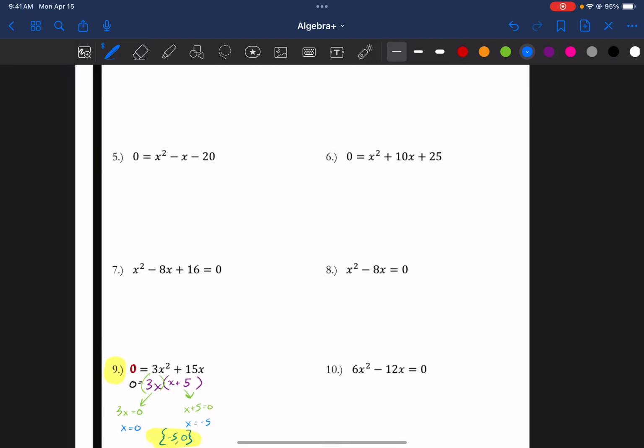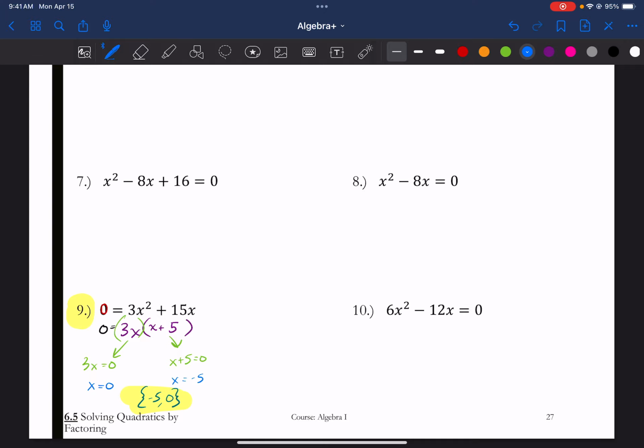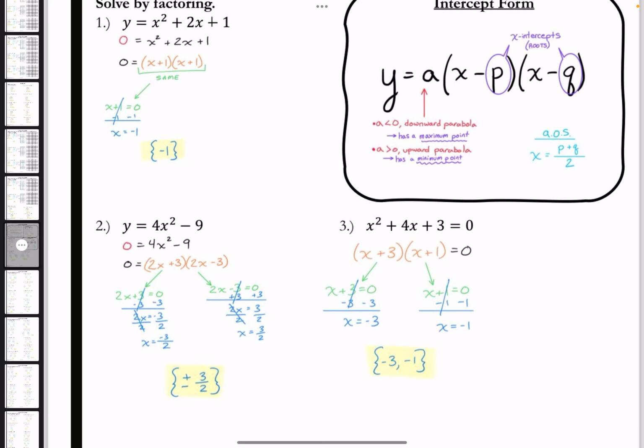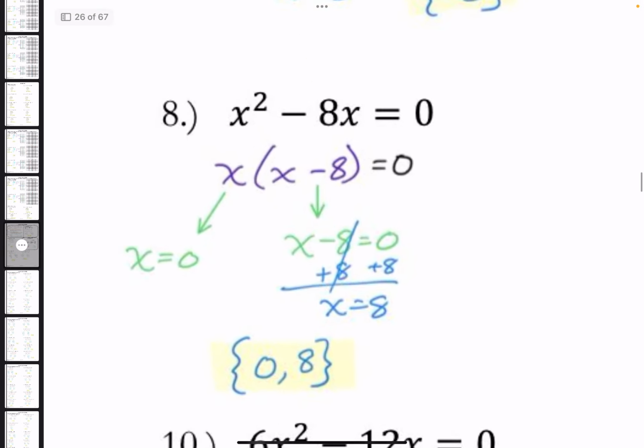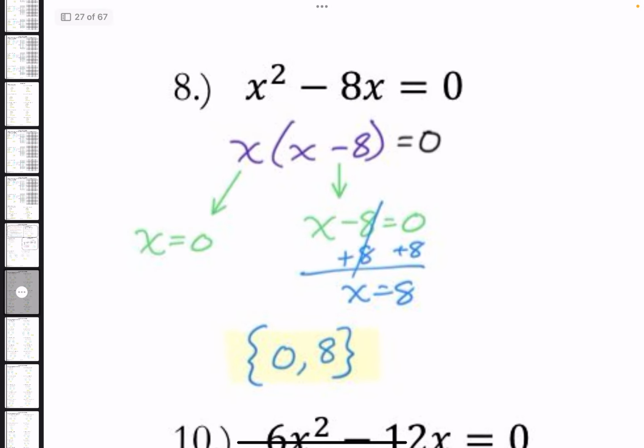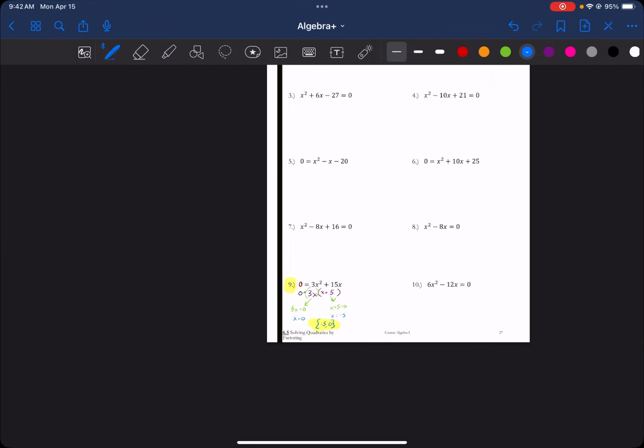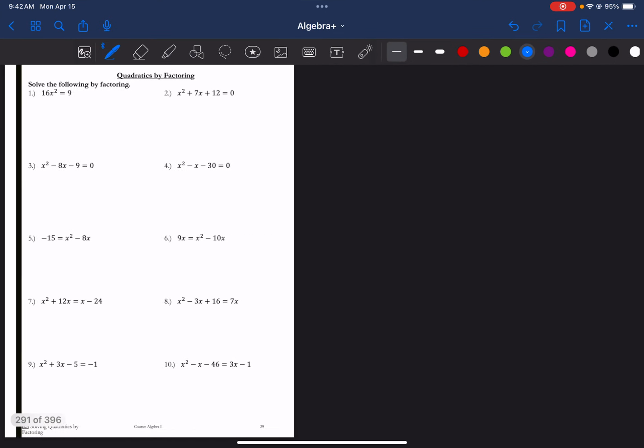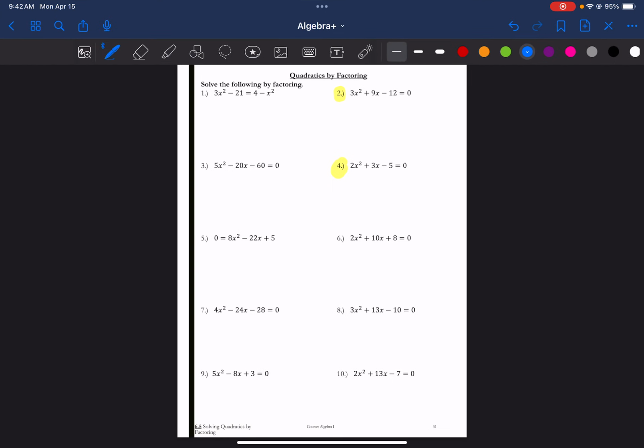Go ahead and try number 8, and I'll display the answers. Go ahead and pause the video. Here's the answer to number 8. You'll notice that you could factor out an x, and then you split it up and are able to solve. We're almost done with this lesson. Most of what we will have practice are type 1 trinomials.